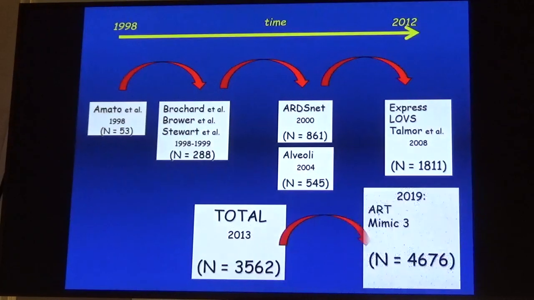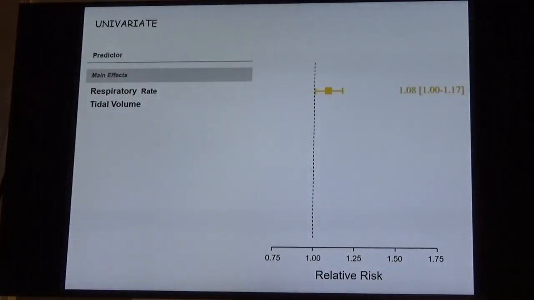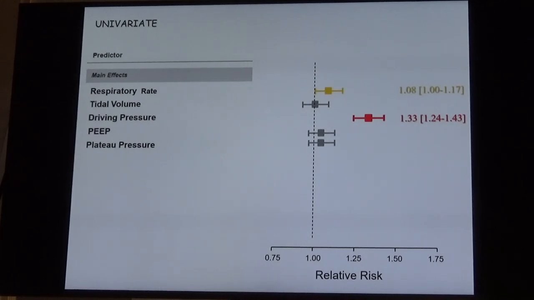So let's check these in patients, and now we have a total sample of almost 5,000 patients. And then we check each component that you set on the ventilator, and all these patients had enough parameters to calculate power. We check first the individual parameters. So what is the association between these parameters and the outcome? As I was expecting, only driving pressure and frequency were related to the outcome.